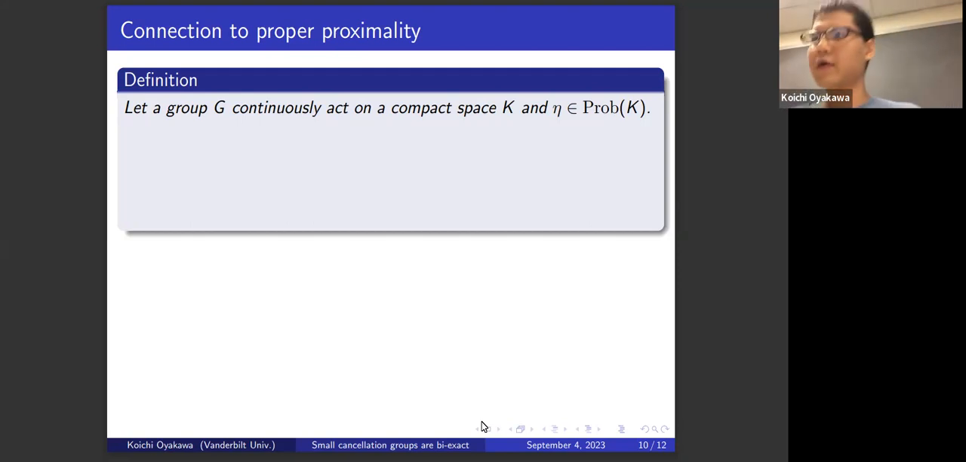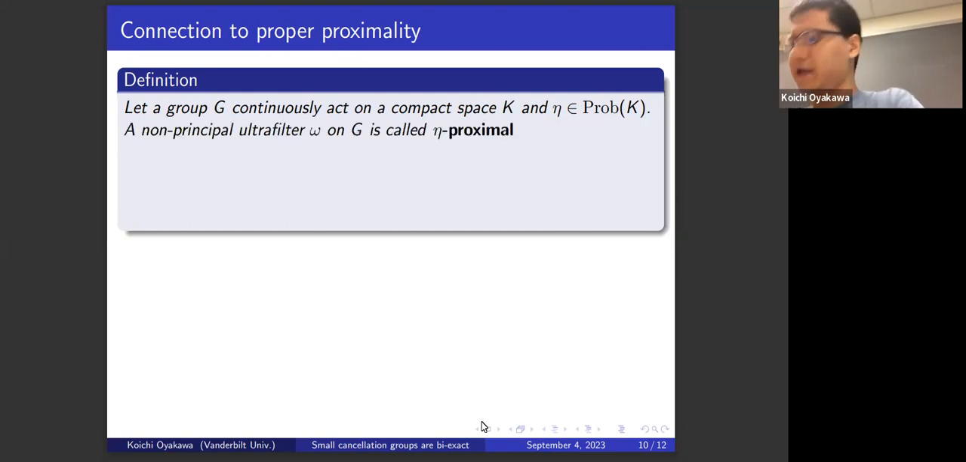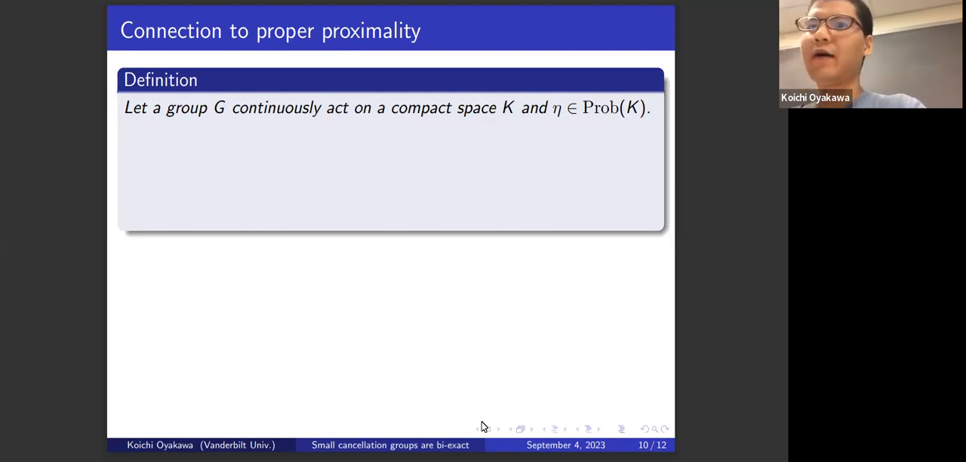Another important point is related to a property called proper proximality, which is another analytic property of a group. Actually, I'm not very familiar with the definition either, but I will explain it for clarity.